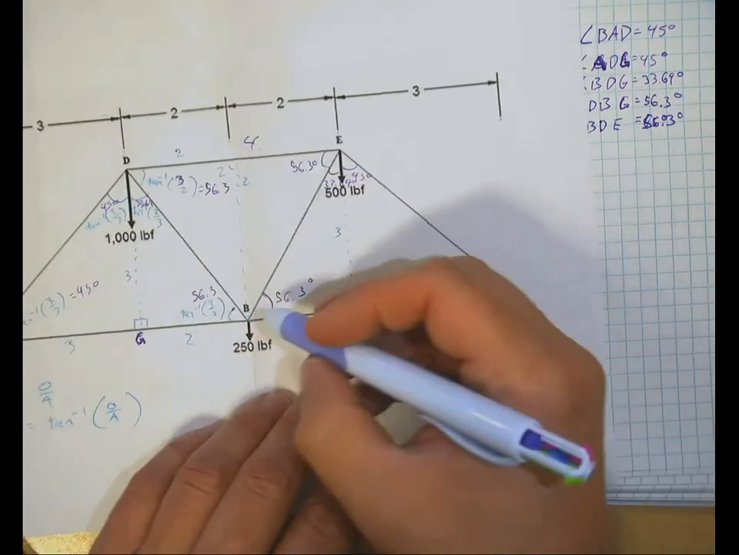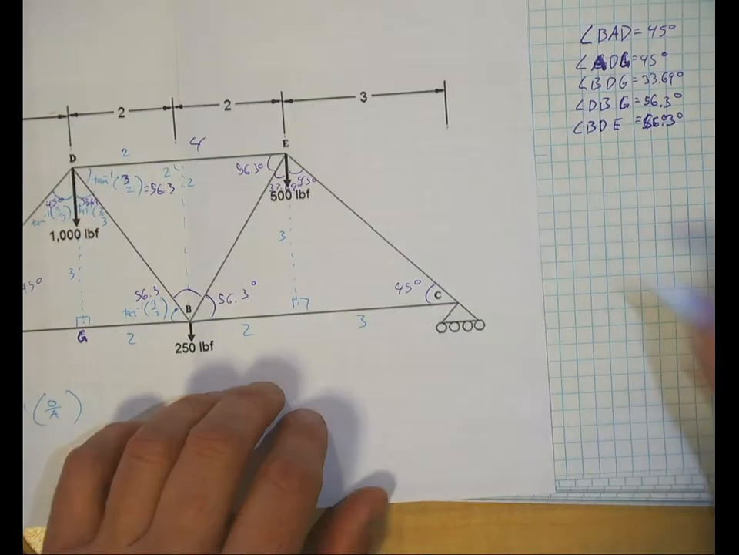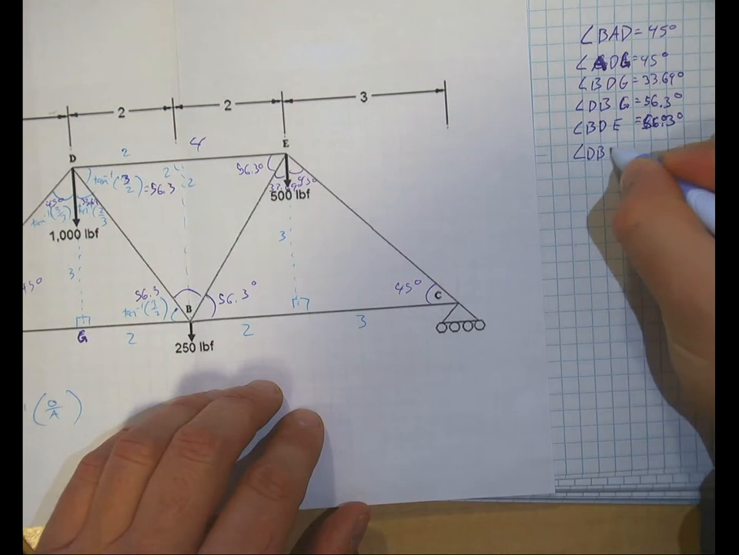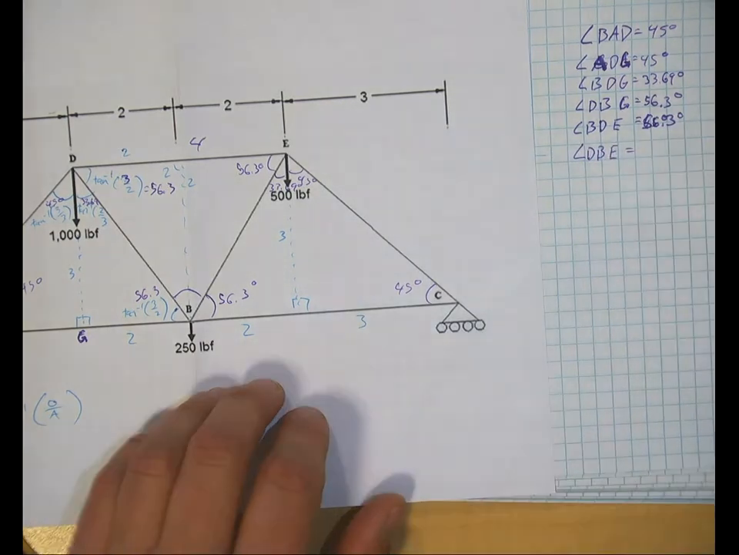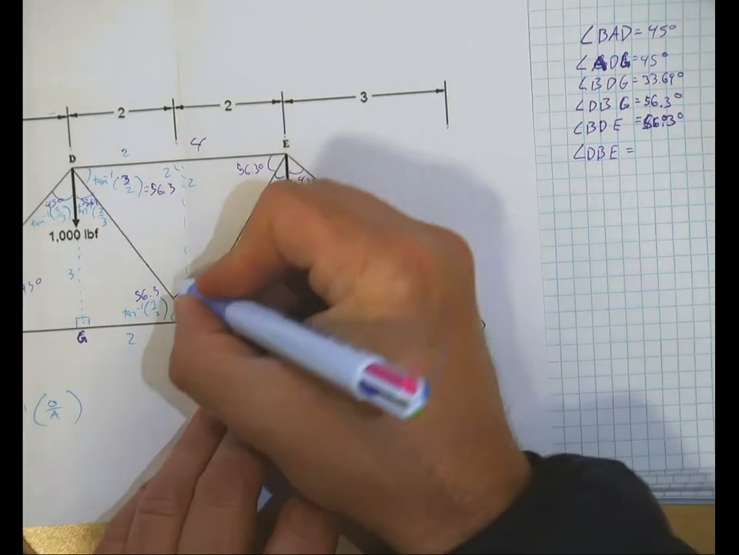Okay, our last one here is just angle DBE. So that's going to be 180 minus 56.3 minus 56.3. It's going to be 67.4.